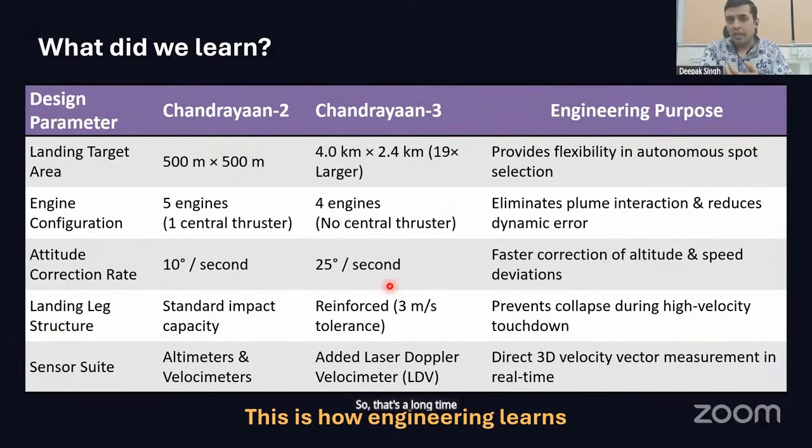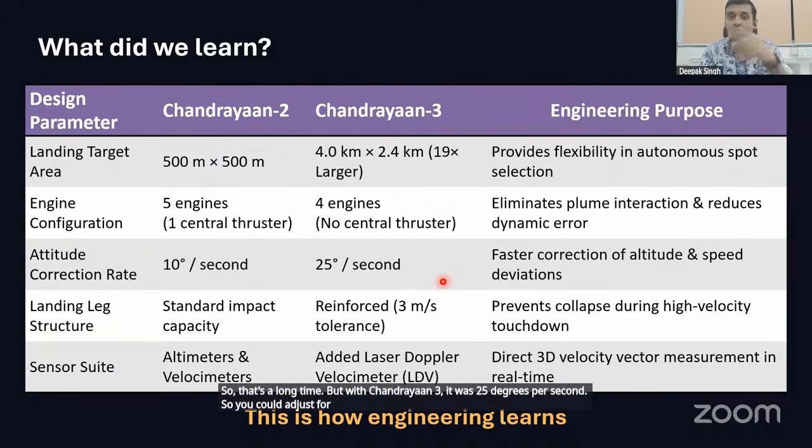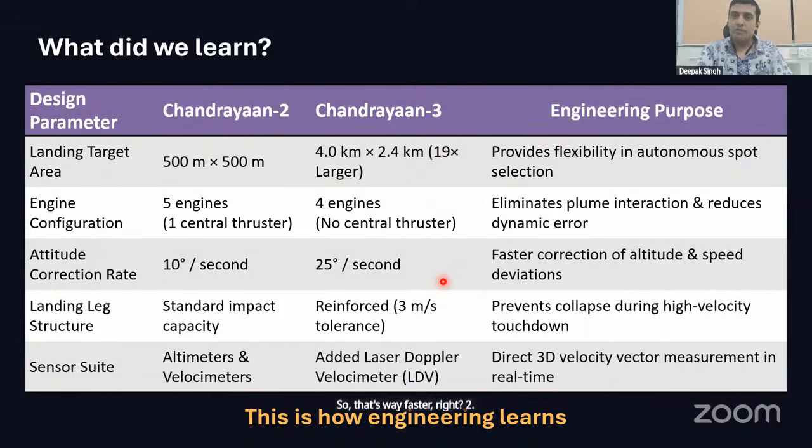But with Chandrayaan 3, it was 25 degrees per second. So you could adjust for 25 degrees in 1 second. So that's way faster, right? 2.5 times faster. So that made it more accurate.